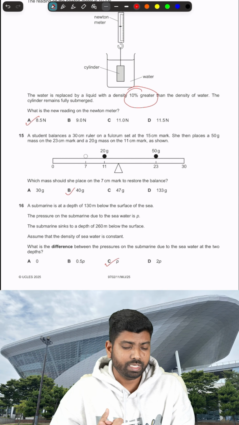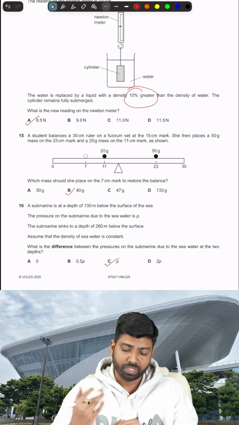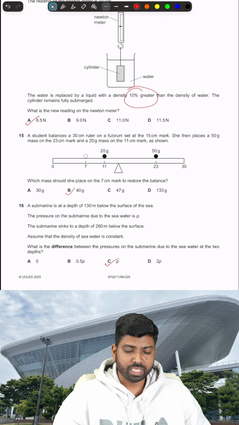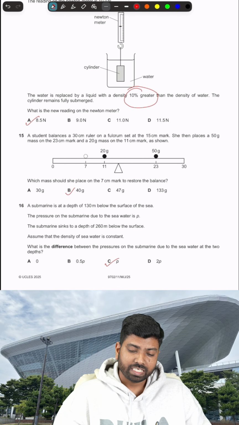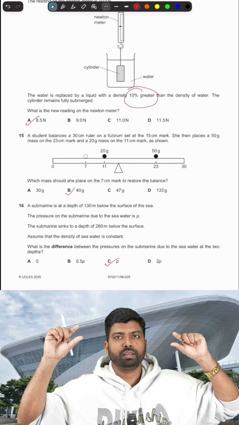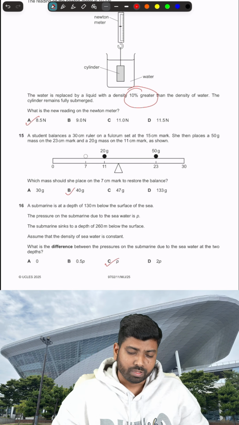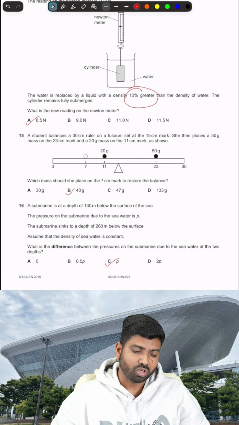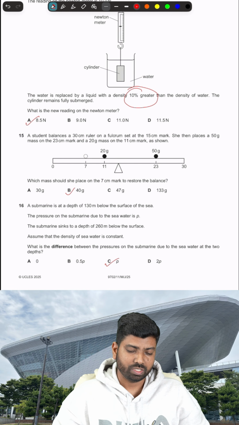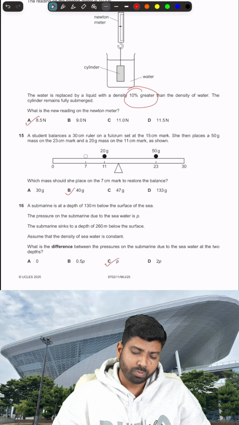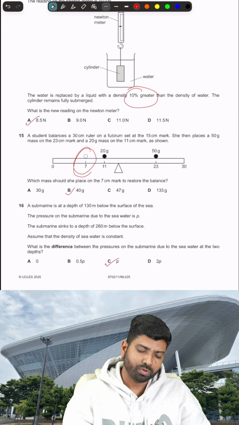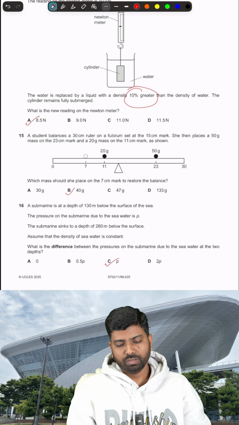So question number 15 is principle of moment. A student balances a 30 centimeter ruler on a fulcrum set at the 15 centimeter mark. So the scale is 30 centimeter and the fulcrum is kept at 15 centimeter, exactly in the middle. He then places a 50 gram mass on the 20 centimeter mark and a 20 gram mass on the 11 centimeter mark, as shown in the diagram. So then what mass should be placed at 7? Here we have to keep some mass. So what will be the mass of the object that will be kept there?